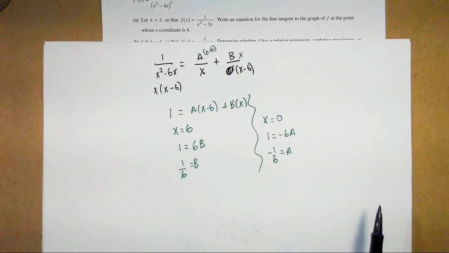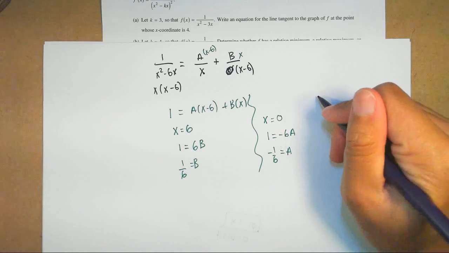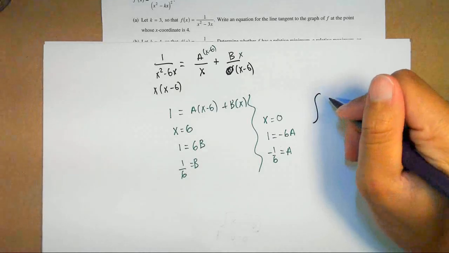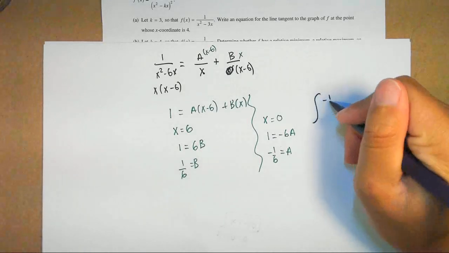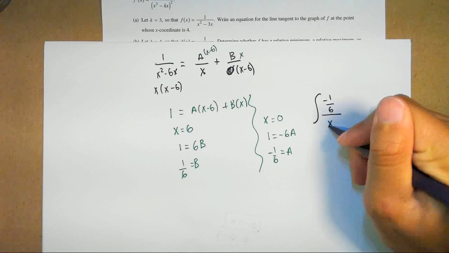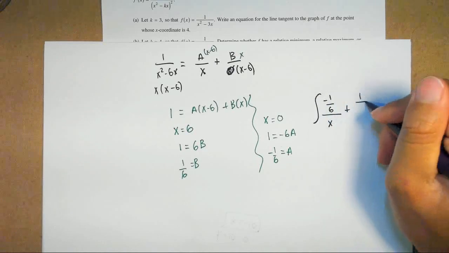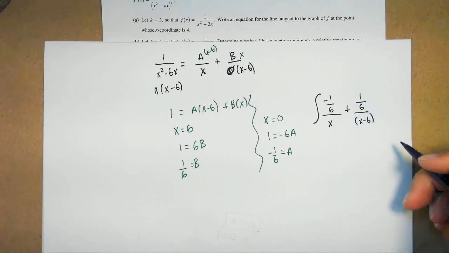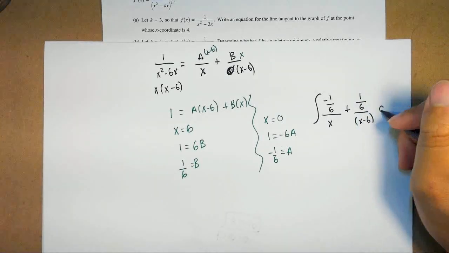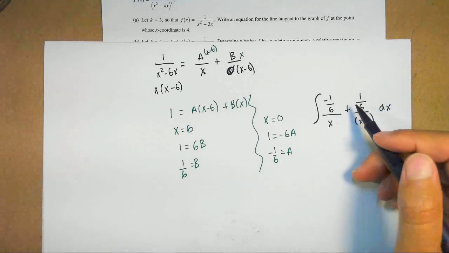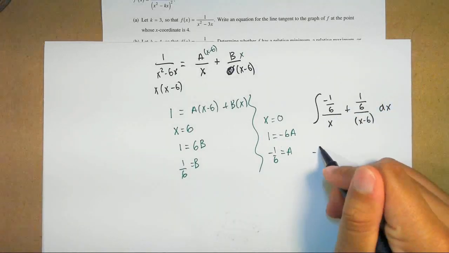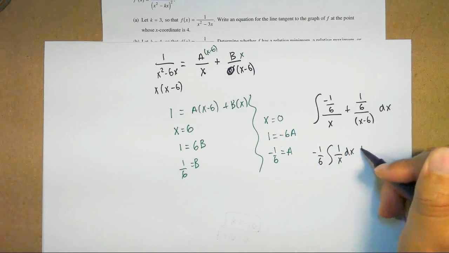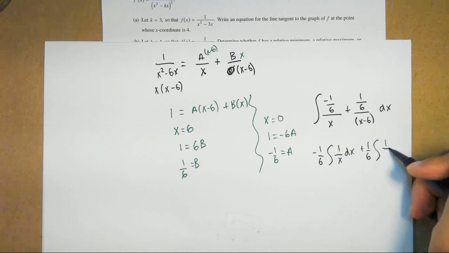So how does this look? You're going to have the integral of, and then, well, I'll just plug it in on top. Negative 1 over 6 over x plus b, which is 1 over 6 over parentheses x minus 6. And they want me to find the antiderivative of this with respect to x. So now remember, what do you do with these numbers? You just take them on the outside. So this is going to become negative 1 over 6 integral of 1 over x dx plus 1 over 6 integral of 1 over x minus 6 dx.